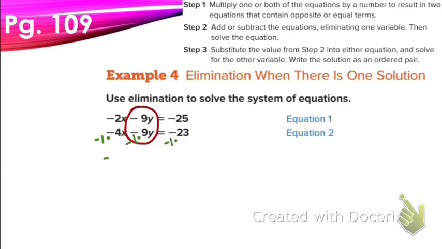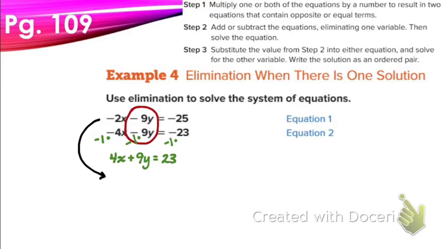Negative 1 times negative 4x gives me a positive 4x. Negative 1 times negative 9y gives me a positive 9y. What is negative 1 times negative 23? Positive 23. We are looking for when I add these two equations together, one of them will cancel. Oh, so not 0 here. Not necessarily. I'm not super familiar with that phrase. Maybe you can explain it to me later.